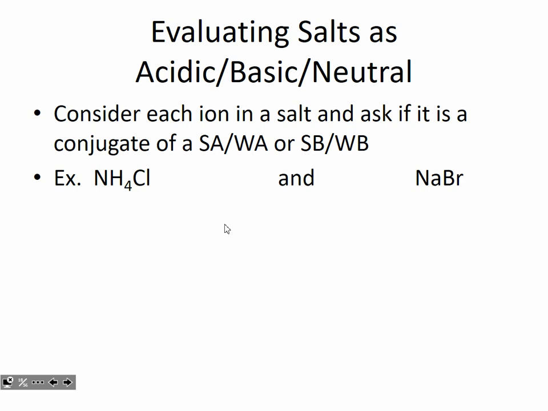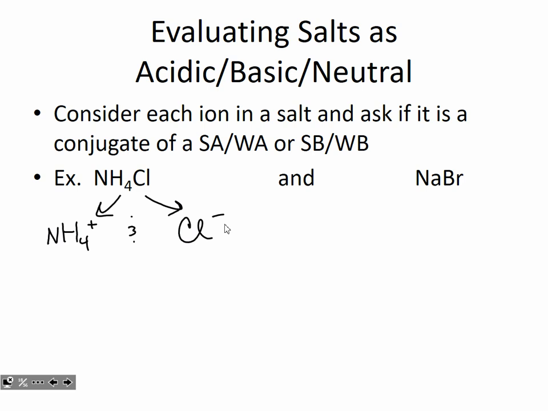This salt is not going to stay together in solution. So when you put it in water, it won't be ammonium chloride. Instead, it's going to be ammonium and chloride. And the way that we evaluate whether or not the salt is acidic, basic, or neutral is to consider each of these ions in the salt separately. Consider the ammonium, figure out if ammonium is acidic, basic, or neutral. Consider the chloride, figure out if the chloride is acidic, basic, or neutral. And then from that put together, see if the salt is acidic, basic, or neutral.